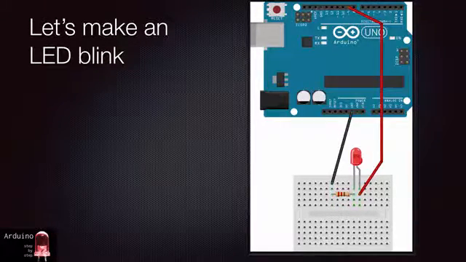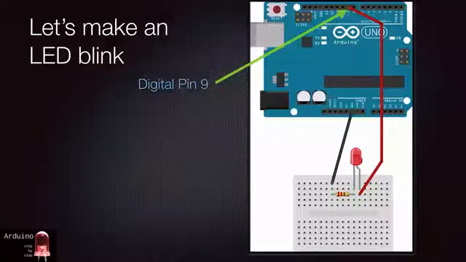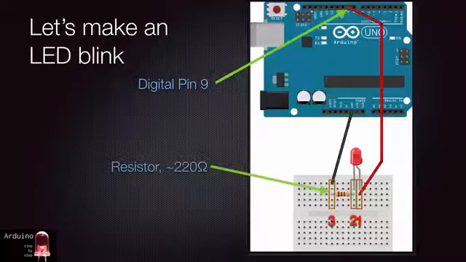Start by taking a red jumper cable and connecting it to Arduino socket number 9. The other end of the cable should go to any socket in an empty column on the breadboard. Let's name this column number 1. Take a 220 ohm resistor or close to that value and connect one pin in one of the sockets of column 2. And the other one will go in an empty socket in column 3.